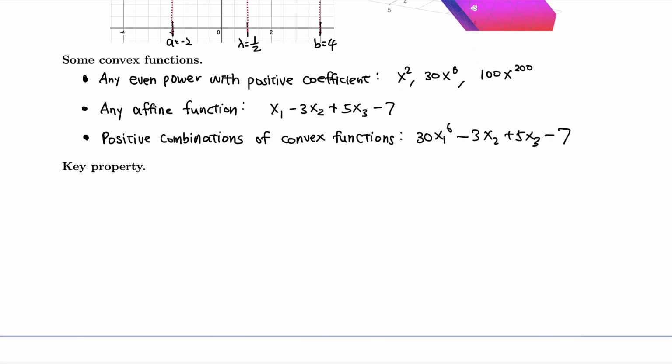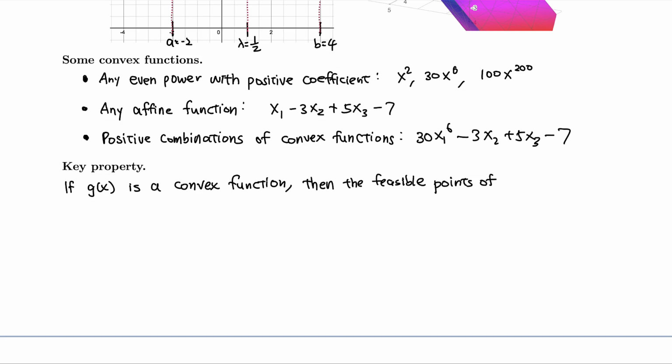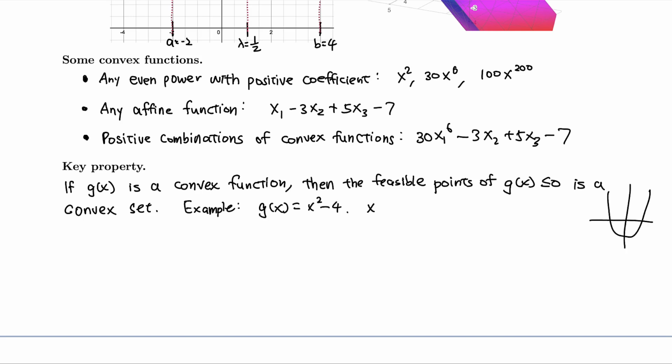And the key property that we will be using here is that if g of x is a convex function, then the set of feasible points of g of x less than or equal to 0 is a convex set. For example, if g of x is x squared minus 4, then this function is less than or equal to 0 when x is between minus 2 and 2. And this set is a convex set.